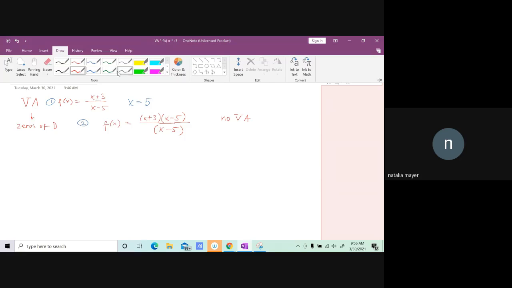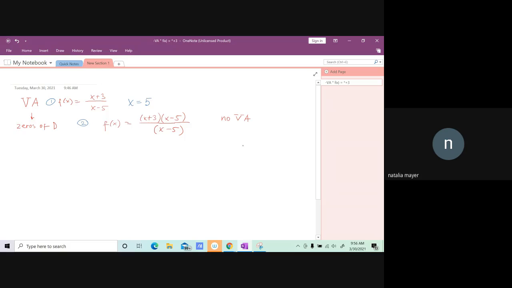How did you know, Farida, that there is a hole? We cancelled out. Cancelled out what? Because the x minus 5 was the x minus 5. Yeah, so when we cancelled the factor which contains the zero of the denominator, right? Yes. There's a hole. So there is a hole at x equals 5.